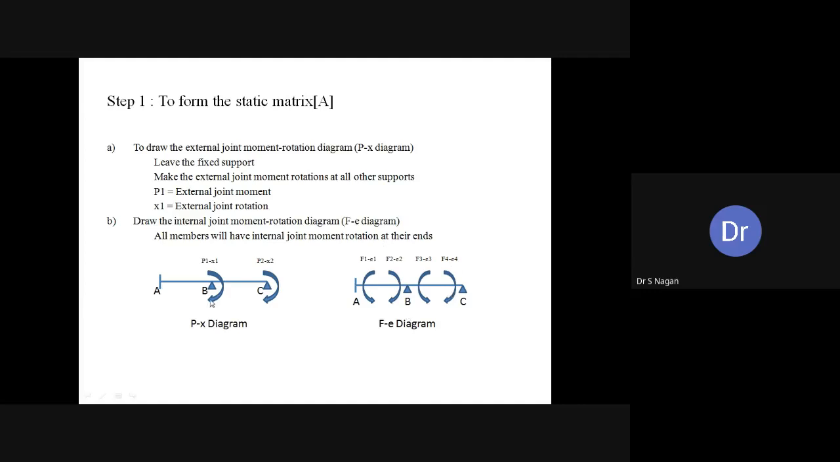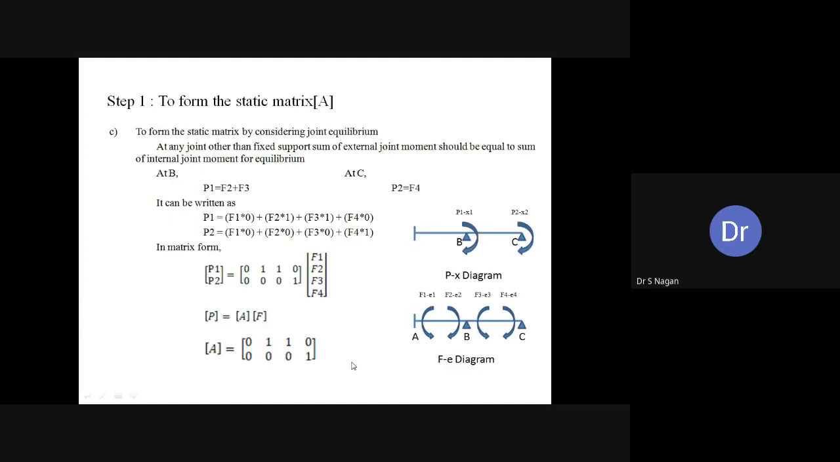Then we need to consider joint B. Leave the fixed support. Joint B will be having P1 here, here will be having F2 plus F3, here will be having P2, will be having F4. So P1 equal to F2 plus F3, P2 equal to F4. Expand the terms. So likewise, expand the terms. P1 equal to F2 plus F3, P2 equal to F4.